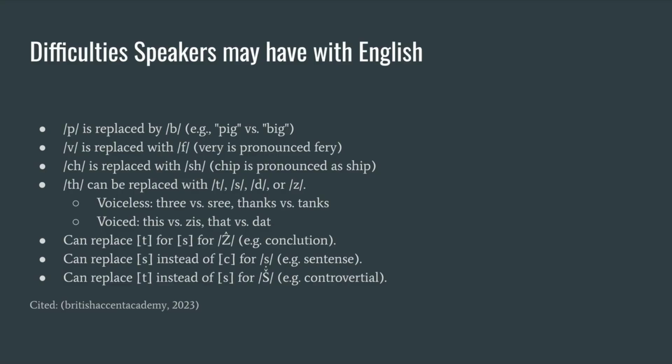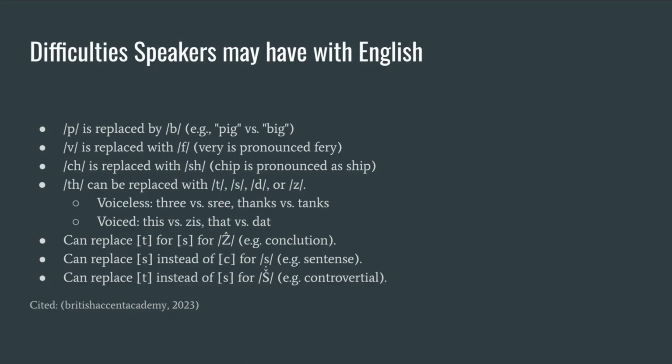As you can see, there are numerous differences between English and Arabic. As mentioned earlier, there are letters that do not exist or are pronounced differently between Arabic and English. The P sound is replaced with a B, so pig would be pronounced big. The V is replaced with an F, so very would be pronounced fairy. The CH is replaced with an SH, so chip is pronounced as ship.